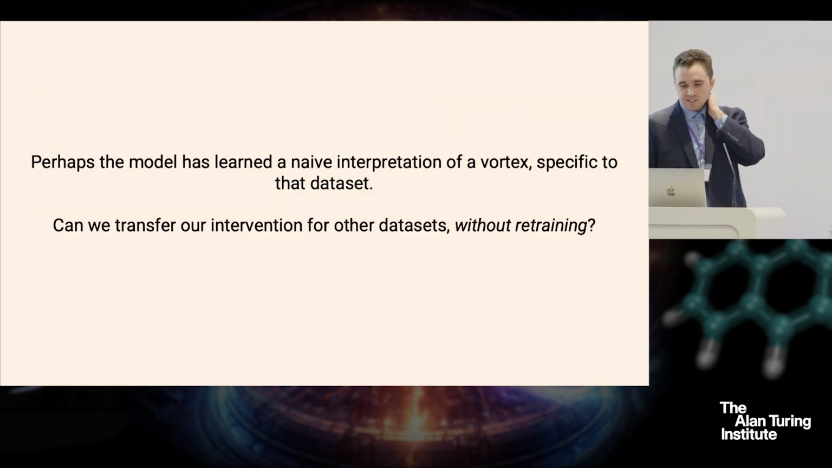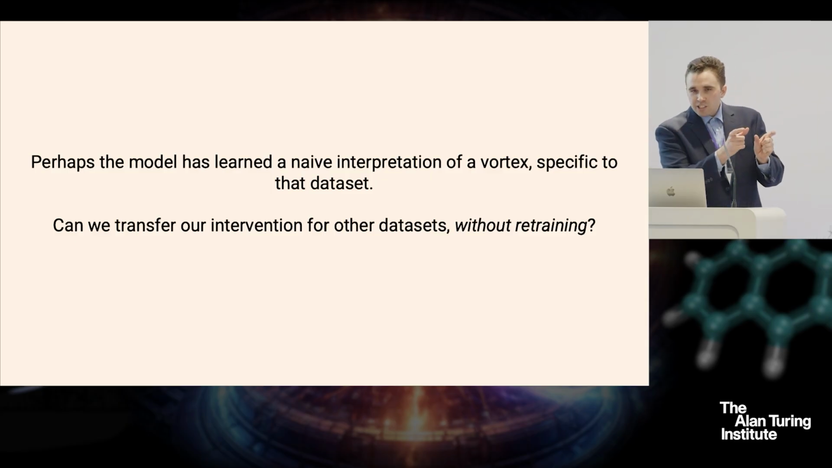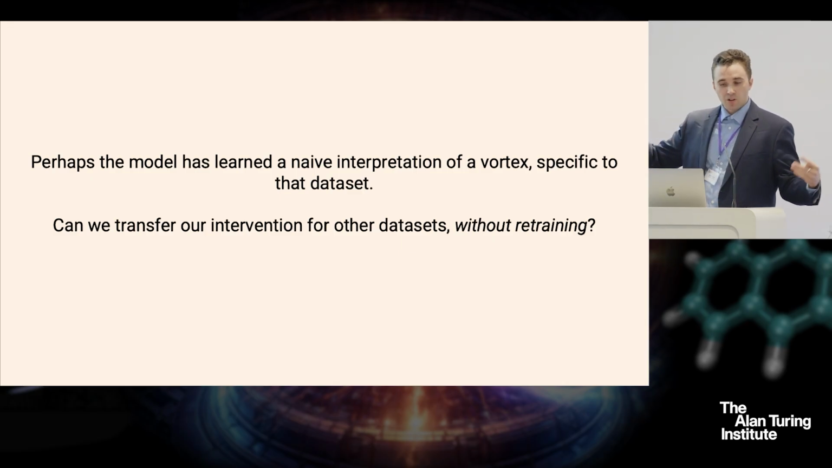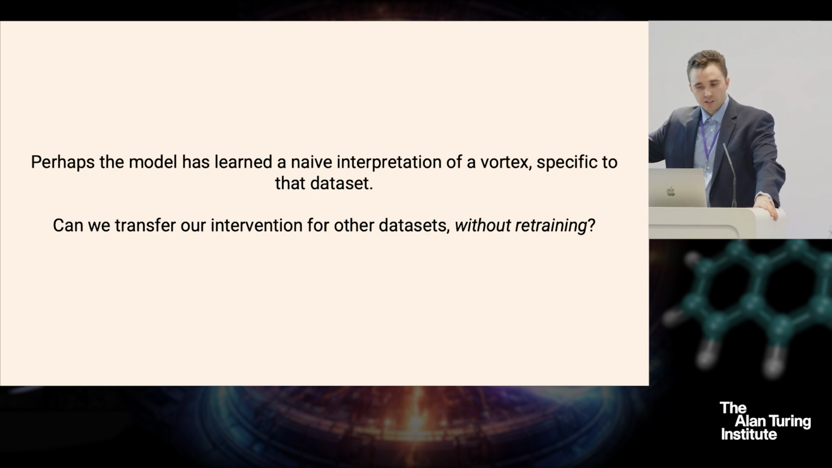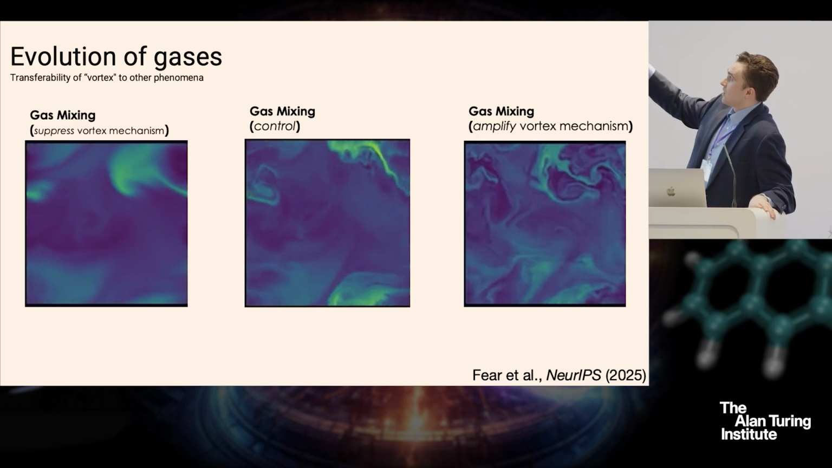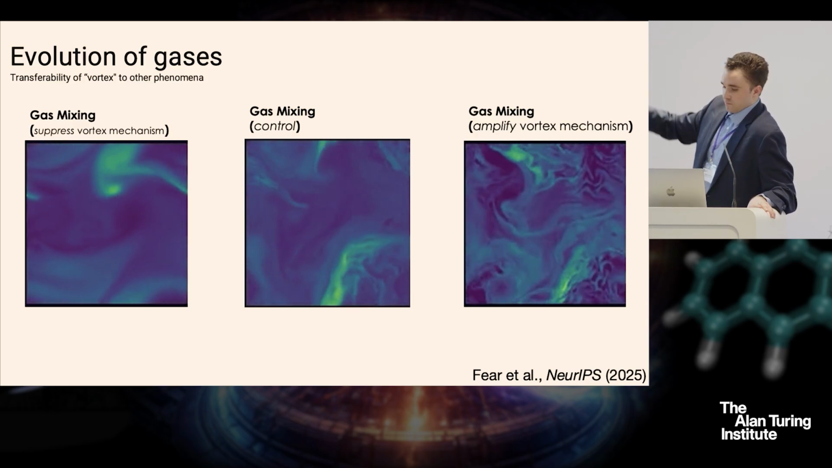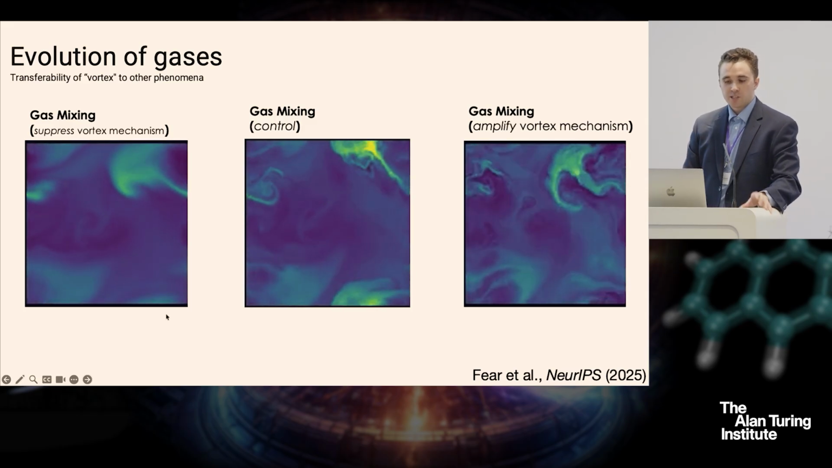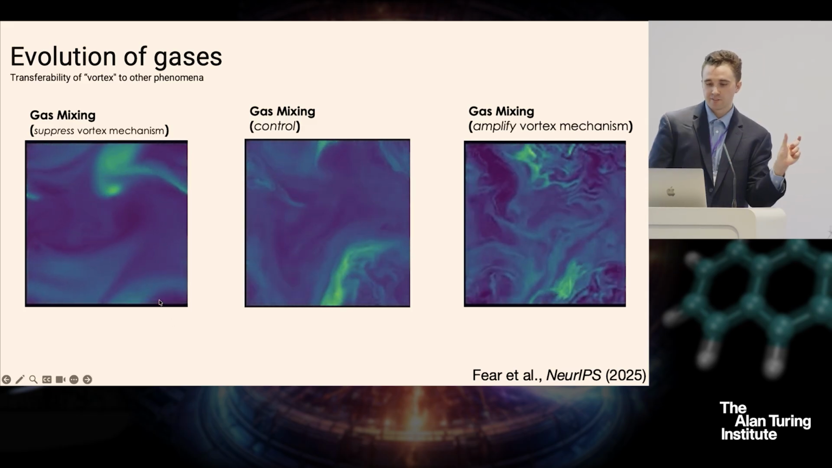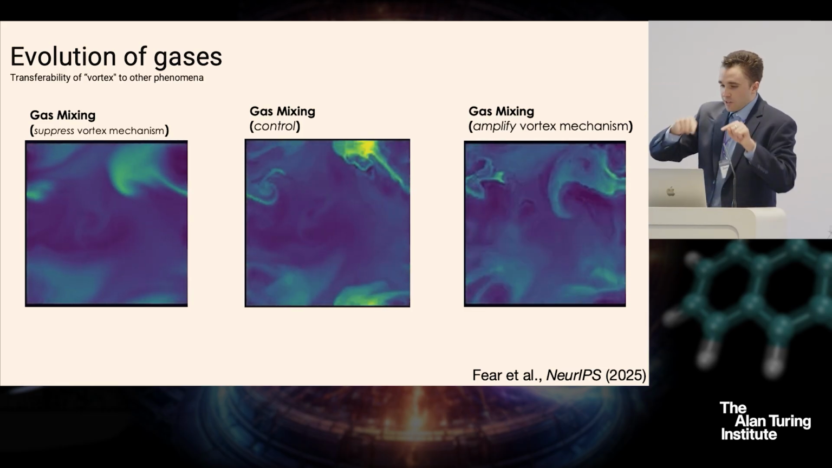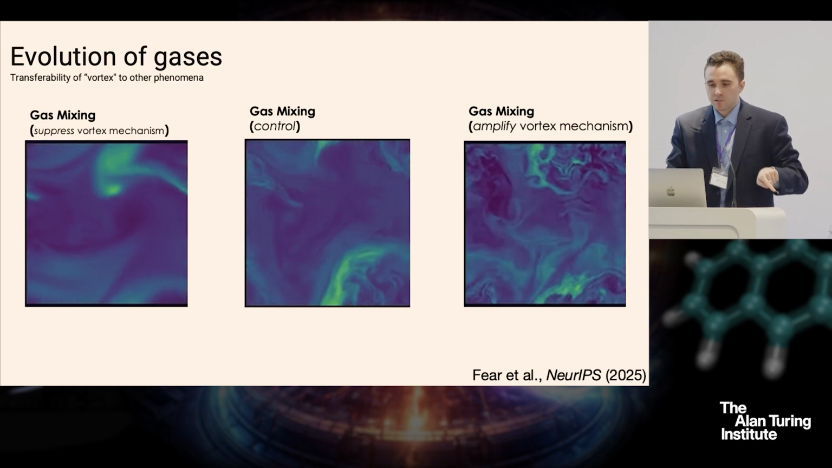The other thing we investigated is, I mentioned that we figured out this feature from just one data set. But this is a foundation model. It works on many different data sets. So in principle, we could transfer that vector over. So we did that, and it also works here. This is the gas mixing data set, and the right side is when we amplify the vortex, and the left side is when we suppress the vortex. So it's like when you subtract the vector. And you can see the right side has many more little eddies showing up.